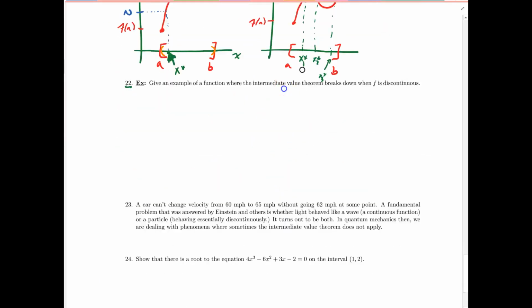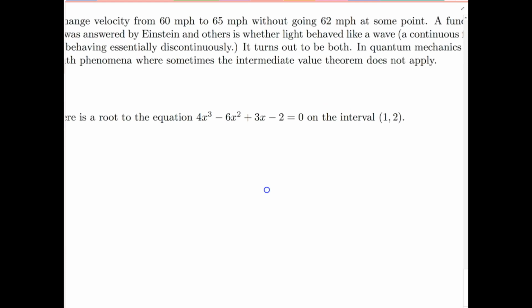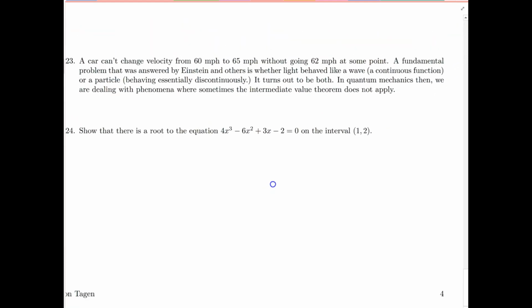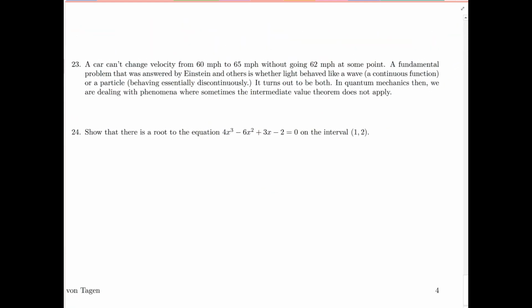Okay, what do I want to say about the intermediate value theorem? Well, sometimes the intermediate value theorem doesn't seem all that impressive because we encounter it in our everyday world all the time. So here's a statement of the intermediate value theorem that you would expect. Let's say we've got a car's velocity. A car can't change velocity from 60 miles per hour to 65 miles per hour without going, say, pick some number between 60 and 65, like 62, at some point in time.